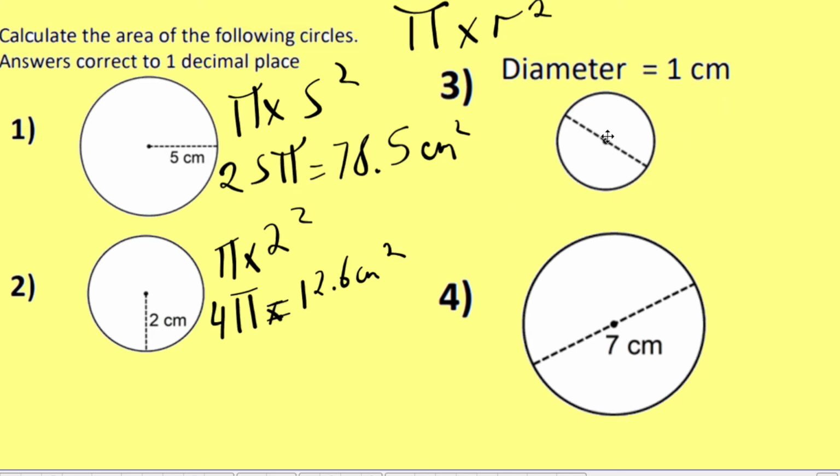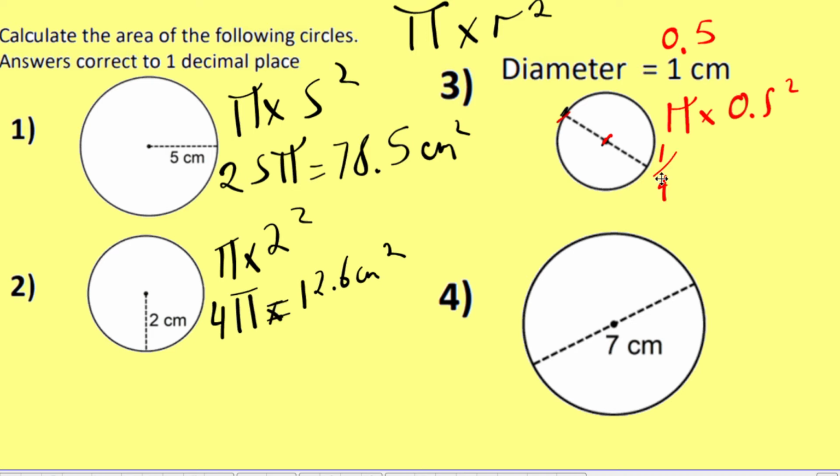Here, it's given us the diameter. So now we know that the radius we need is half of the diameter. So we only need from here to here. So we need to halve this number, which is 0.5. So now we're going to do pi times 0.5 squared. So in your calculator, shift pi times 0.5 squared, which gives us a quarter pi.